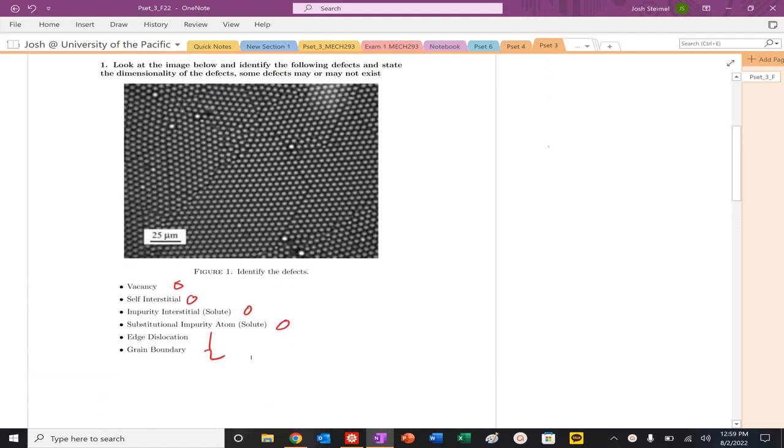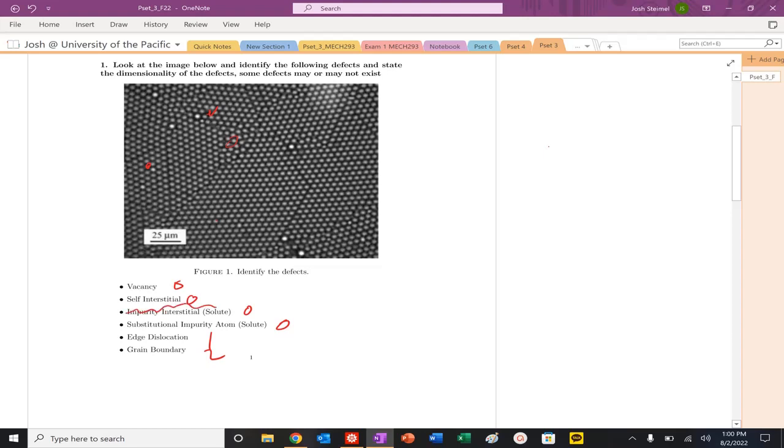Where's there a vacancy? There's a vacancy, there's a vacancy, so we can see that there. A self-interstitial is an atom occupying another point that we see here. There may be a couple of little self-interstitials in here that are disrupting the crystal. An impurity interstitial? We can't really see a clear one because it's not sitting in between those sites. Maybe in here, but again, you're not seeing the different types, so I don't really see one here.